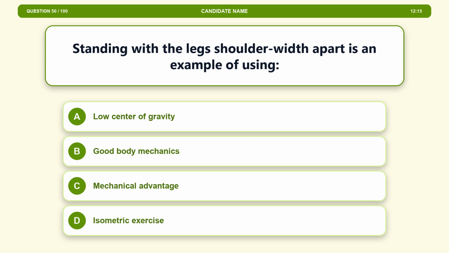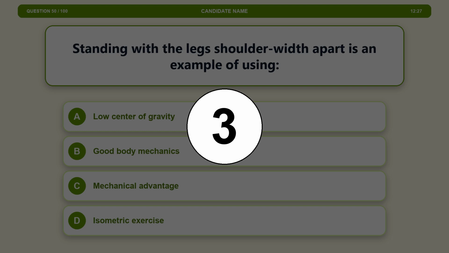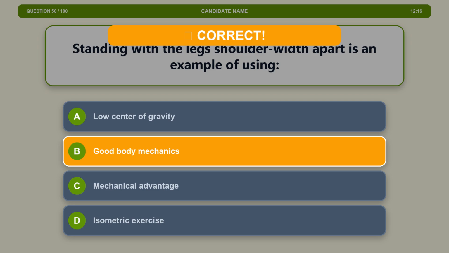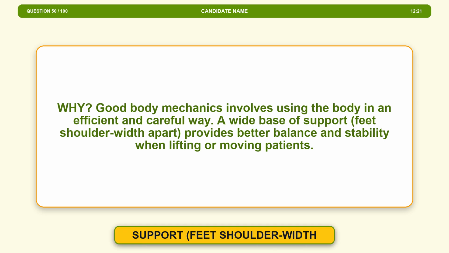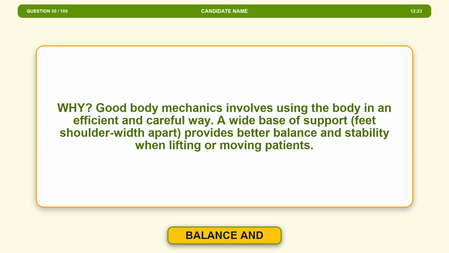Question 50. Standing with the legs shoulder width apart is an example of using: Option A, low center of gravity. Option B, good body mechanics. Option C, mechanical advantage. Option D, isometric exercise. The correct answer is option B, good body mechanics. Good body mechanics involves using the body in an efficient and careful way. A wide base of support, feet shoulder width apart, provides better balance and stability when lifting or moving patients.